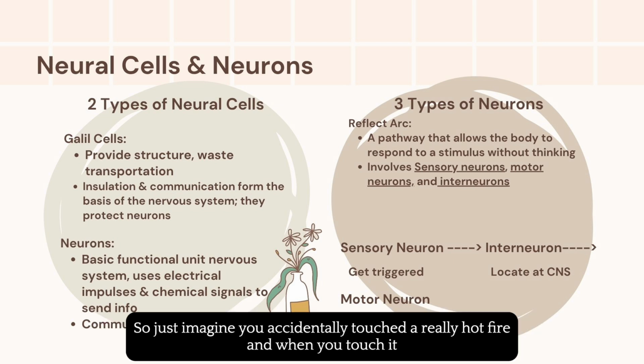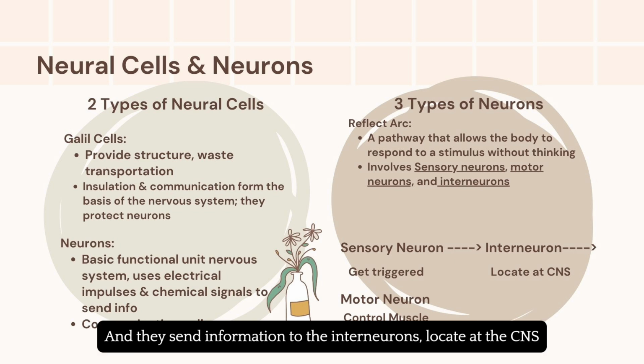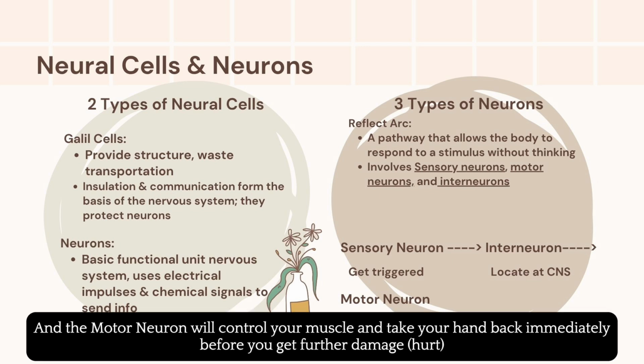control the muscle. So just imagine you accidentally touch a really hot fire. When you touch it, the sensory neuron on the skin gets triggered and sends information to the interneurons in the CNS. And the CNS is going to tell the motor neurons, and the motor neuron will control your muscle and take your hand back immediately before you get further hurt.